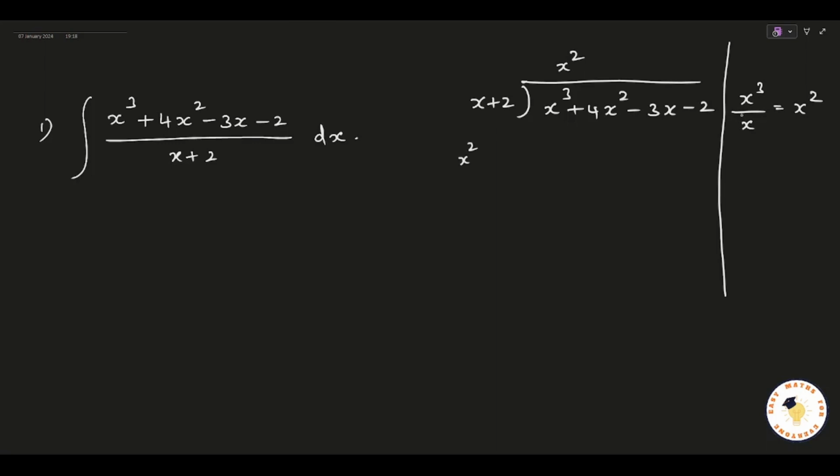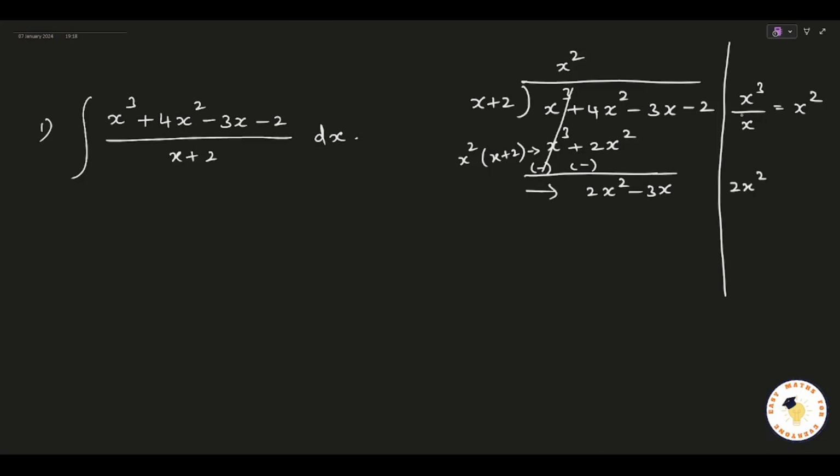Then taking that x square and multiplying with our divisor, we have to write it against the next row. X square into x will be x power 3. X square into plus 2 will be plus 2x square. Subtracting this from that, changing the signs, we get x cube cancelled. Plus 4x square minus 2x square will be plus 2x square. Bring down the next term, minus 3x. Now this becomes our new dividend.